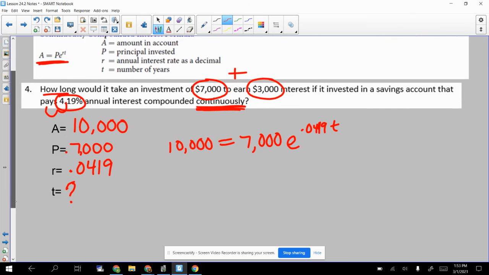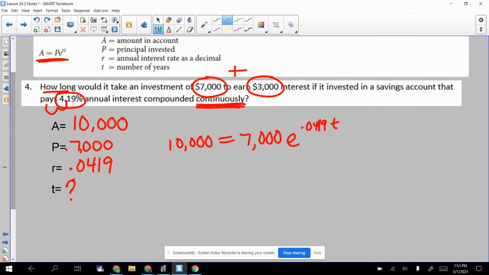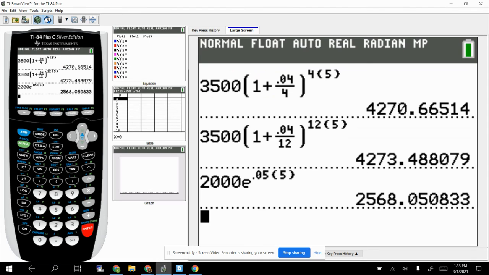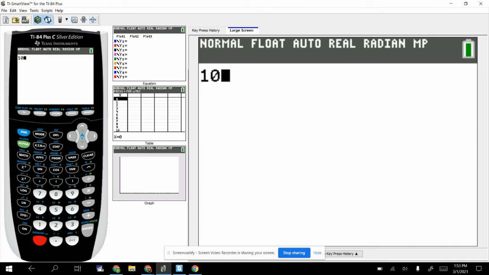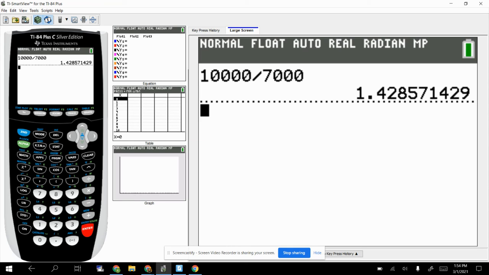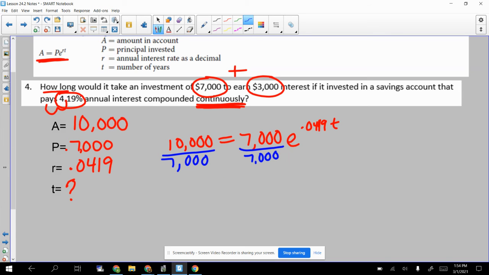Okay, so here's the tricky part, is we no longer can just plug and chug in our calculator. So the first thing you're going to do is divide by this number out front of the E. So we're going to divide by 7,000 on both sides. Okay, and you're going to need your calculator for this as well. So go ahead, we're going to clear all this out. 10,000 divided by 7,000. And you should get 1.4286, we'll call it. We're going to round to 4 decimals. So 1.4286. And that's your first step.